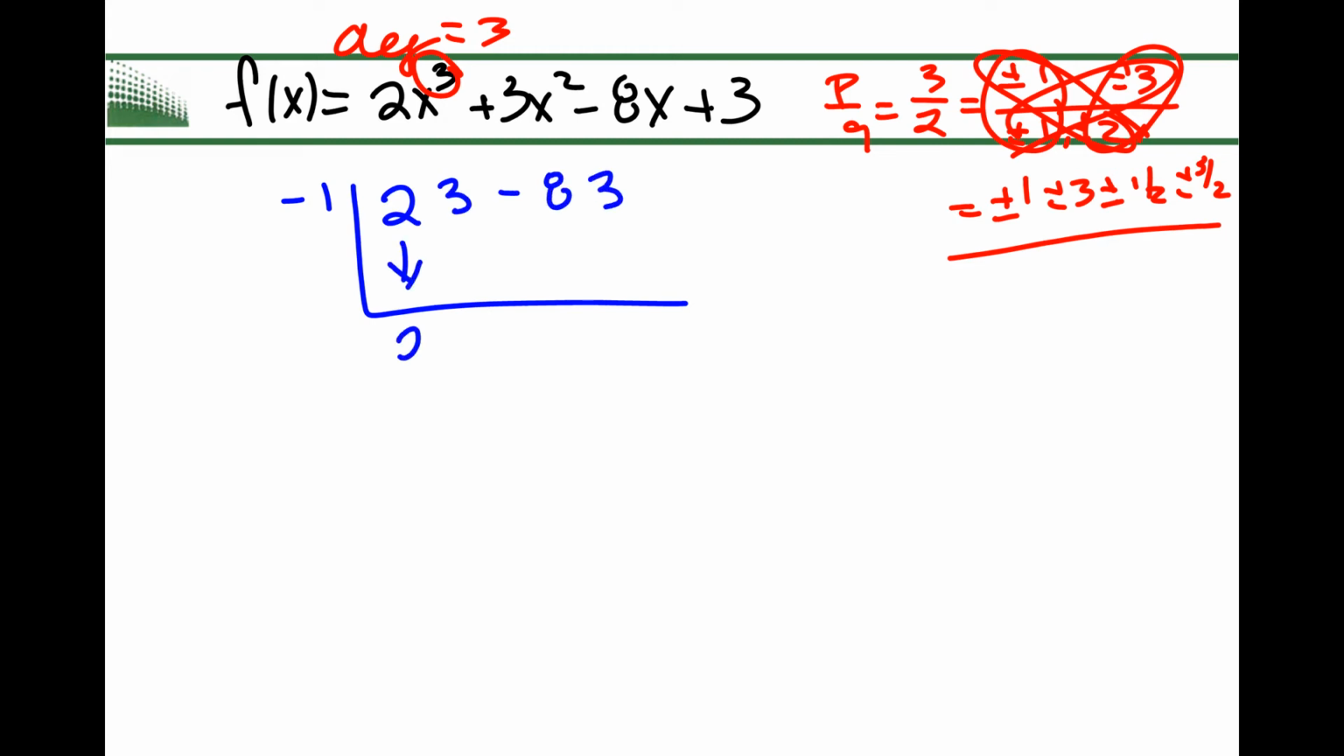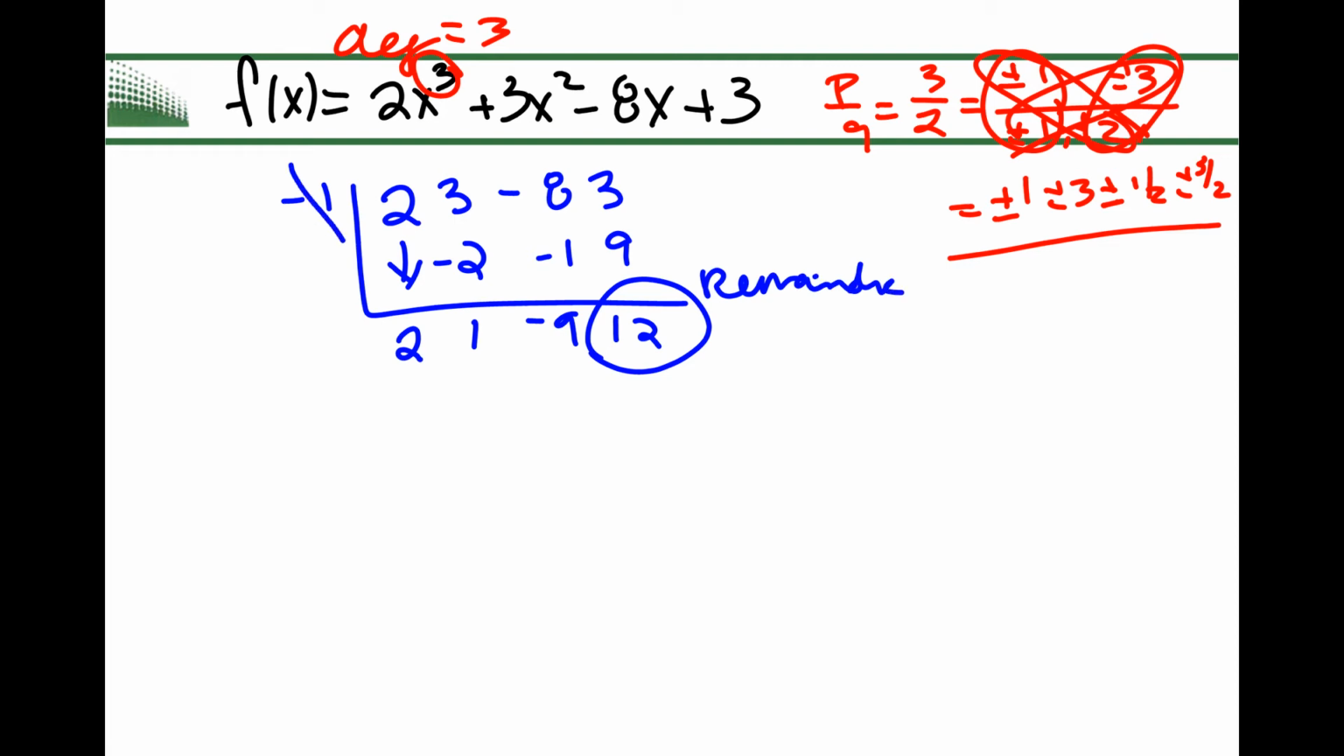So I bring down the 2. 2 times negative 1 is negative 2. Then you add 3 minus 2, 1. Negative 1 and 1 give me negative 1. Add, multiply, add. Now when you get to this point, you go, oh, I didn't get a 0 there. If your remainder is not 0, then that means negative 1 was not a 0. So you try again. You say, okay, let me try positive 1.